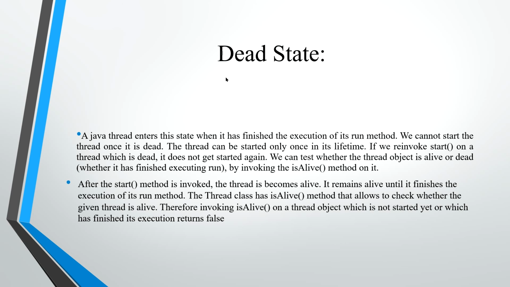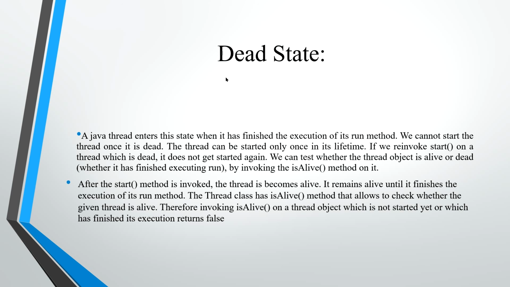So let us see what is the dead state in the life cycle of a thread. A Java thread enters this state when it has finished the execution of its run method. We cannot start the thread once it is dead. The thread can be started only once in its lifetime. If we re-invoke start on a thread which is dead, it does not get started again. We can test whether the thread object is alive or dead, whether it has finished executing run, by invoking the isAlive method on it.